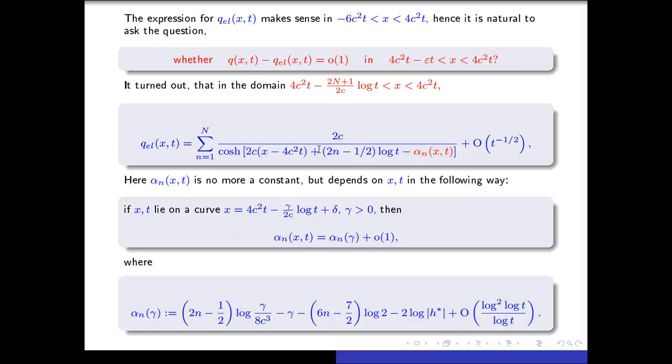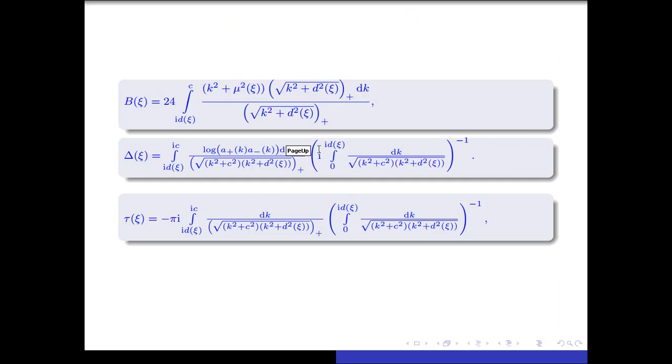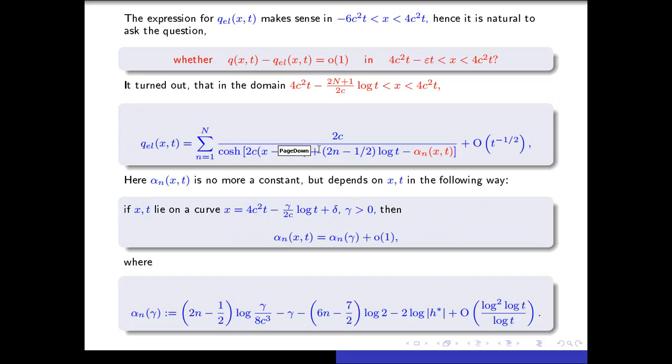The natural question which we can ask ourselves is whether this asymptotics for q elliptic can be extended to be the right asymptotics in the bigger domain, up to the leading edge.